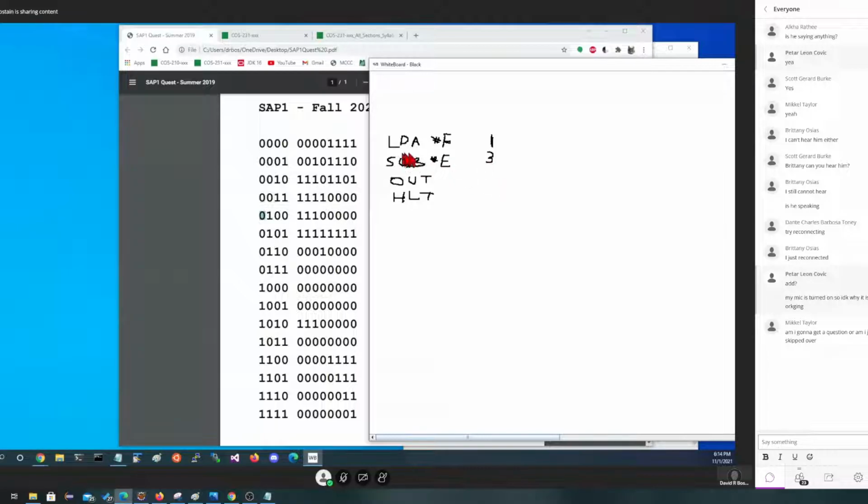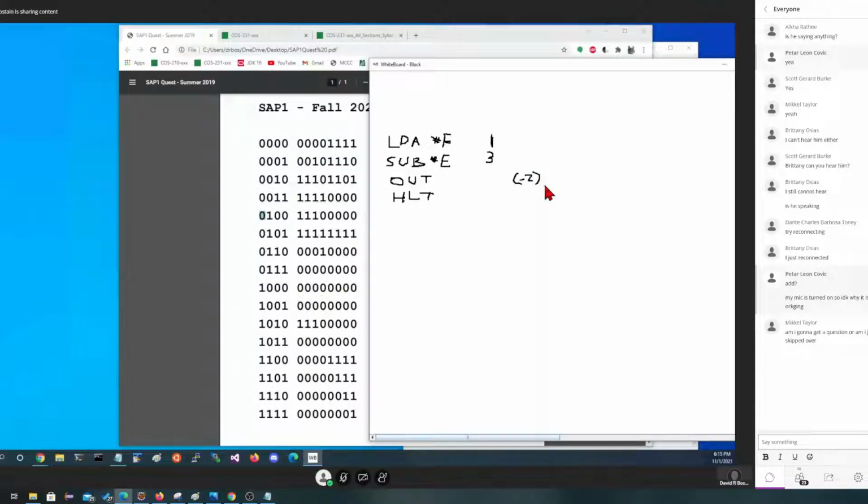So what the problem says, if we just deduce what it says, it's going to load the accumulator with the number 1. It's going to subtract a 3 from it and output the answer. So 1 minus 3 means the answer is going to be what? Brittany? The output for 1 minus 3. Mm-hmm. That's going to be -2. That's right. So the answer to the problem that gets output here will be the number -2.